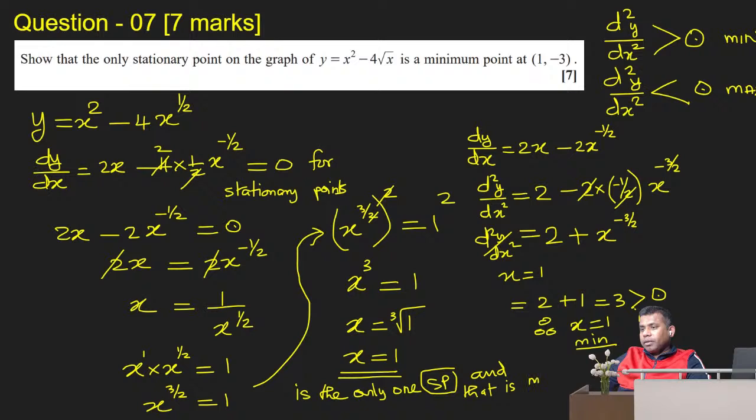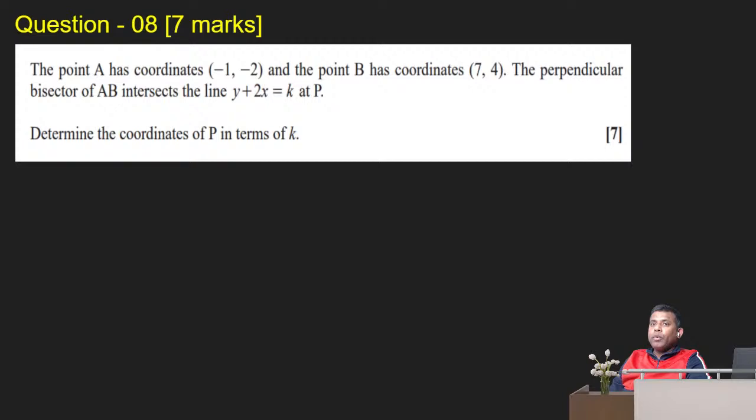So we already showed the working out of how we found the stationary point, dy by dx equals 0. How we found only one. When I'm solving, I have only one solution, right? Then to show the minimum point, you do the second derivative greater than 0, which is 3 greater than 0, then that is a minimum point, right? So we have done question number 7. We're moving on to question number 8, right?